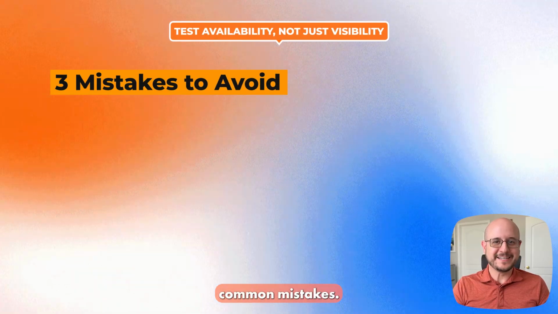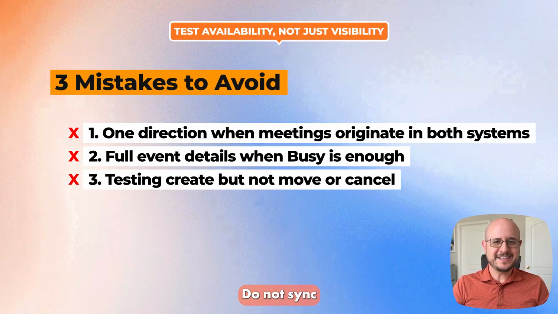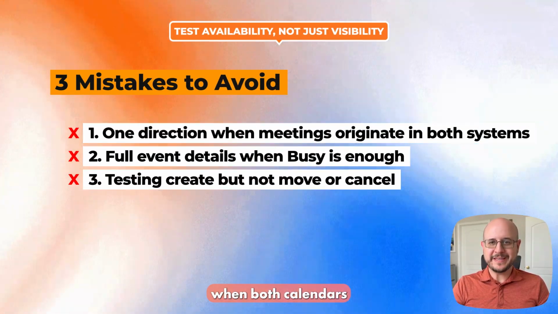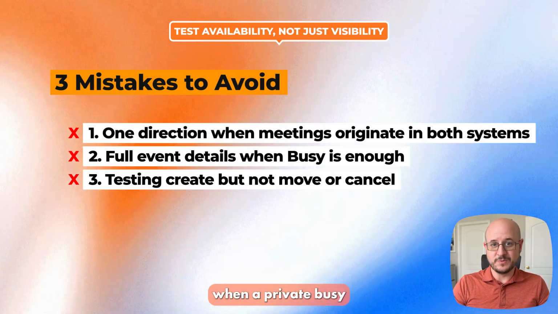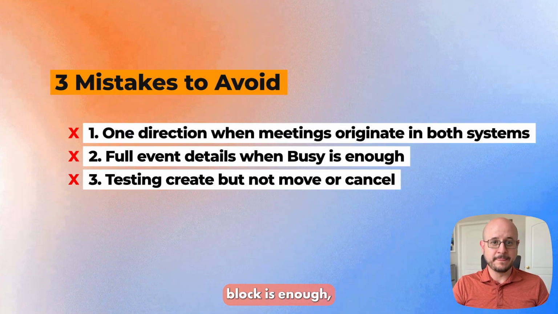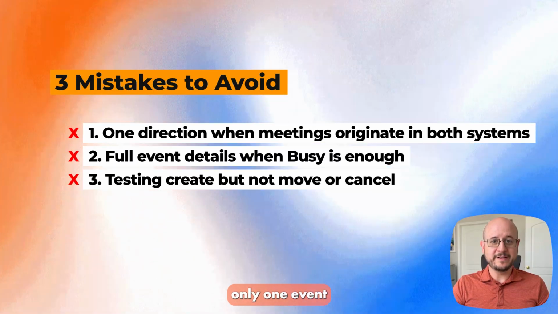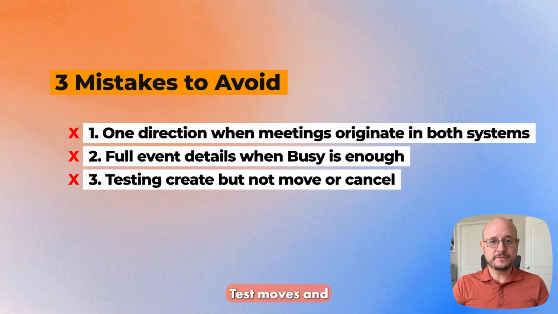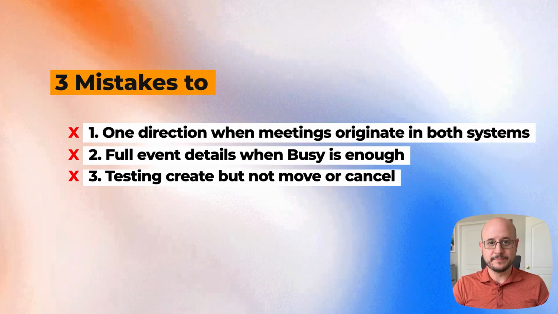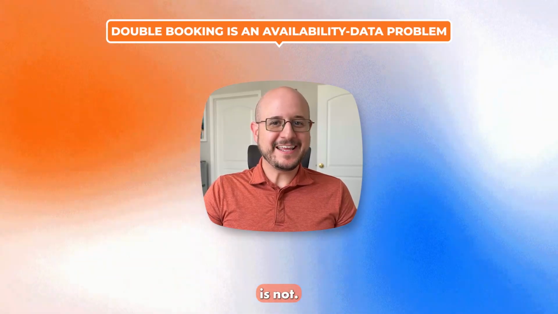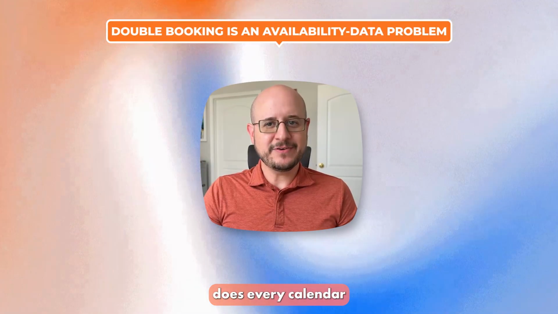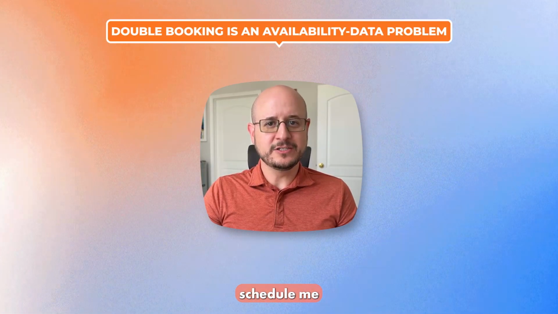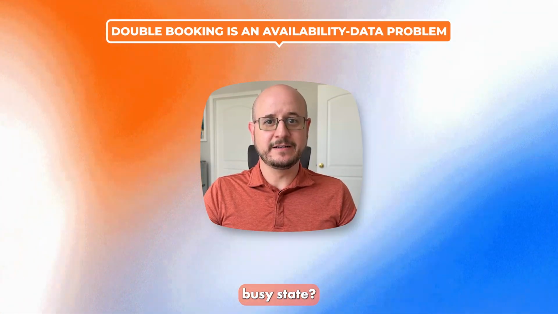Avoid 3 common mistakes. Do not sync only one direction when both calendars receive new meetings. Do not copy full event details when a private busy block is enough. And do not test only one event creation. Test moves and cancellations too. The question is not, can I see the event? The real question is, does every calendar people use to schedule me show the correct busy state?